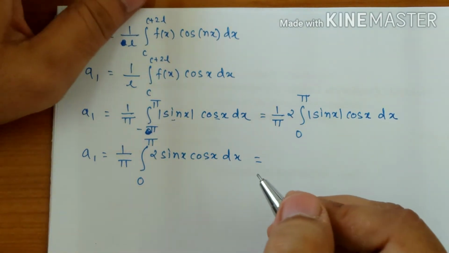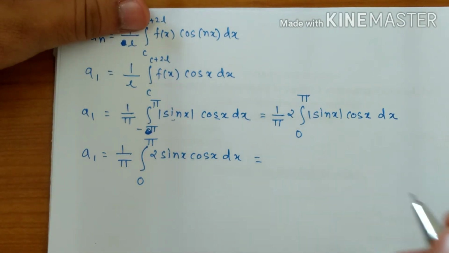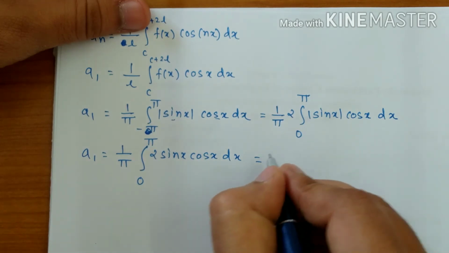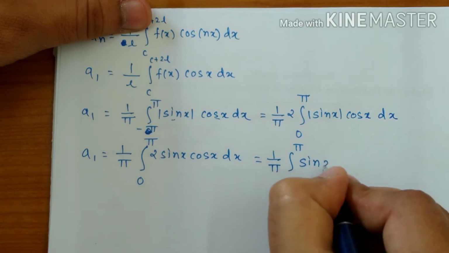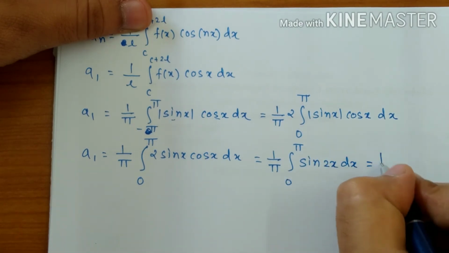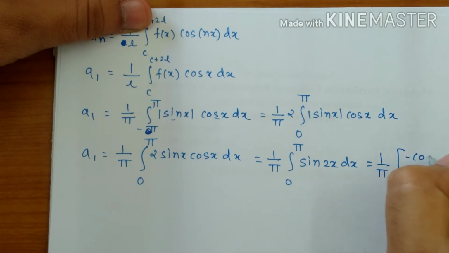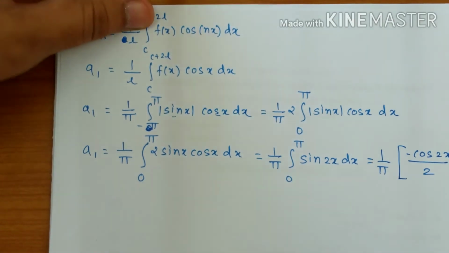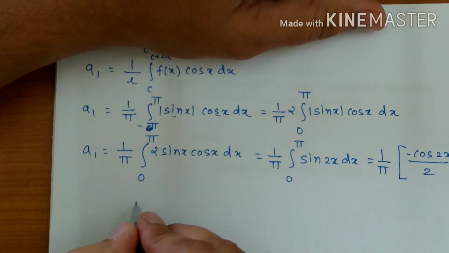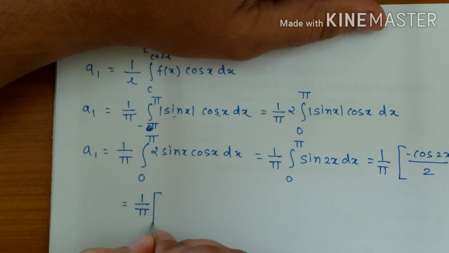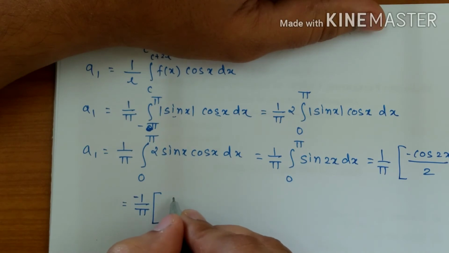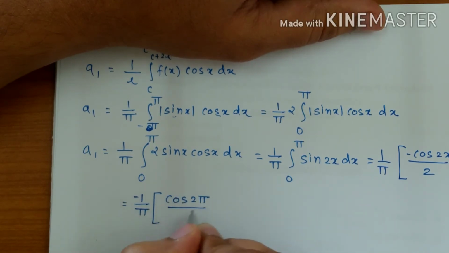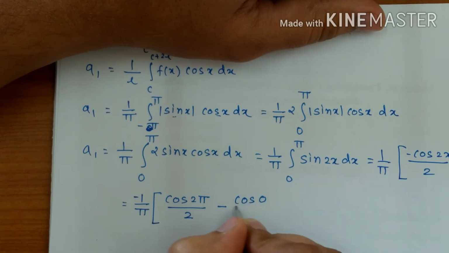What is 2 sin theta cos theta? What is the value of 2 sin theta cos theta? Yes, it is sin 2 theta. So this is sin 2x dx. What is the integration of sin 2x? Minus cos 2x divided by 2, limits from 0 to pi. Is it? Now, this is equal to 1 upon pi into bracket, we'll take minus outside, cos 2 pi upon 2 minus cos 0 upon 2.